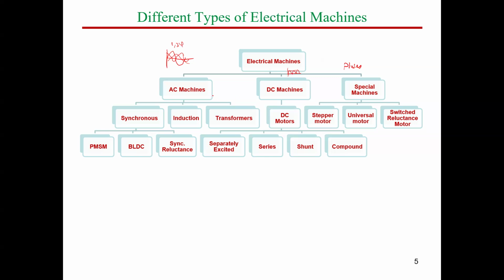For the AC machines, guys, we have synchronous machines, we have induction machines, we have transformers. We will learn synchronous machines. You can find synchronous generators in most power plants, and you can find synchronous motors in some applications, like for instance, in some electric vehicles. You can find some types of permanent magnet synchronous generator in wind turbines and renewable energy resources.